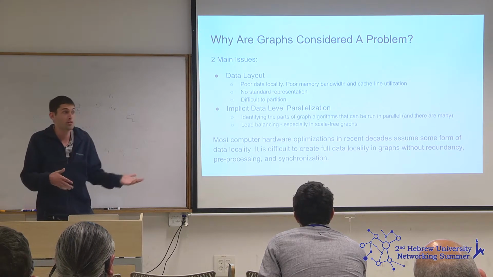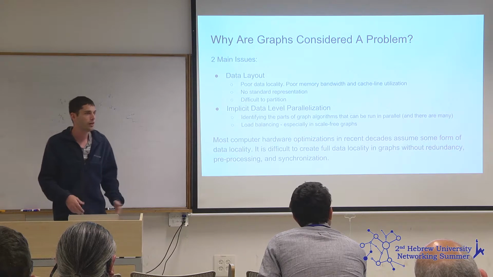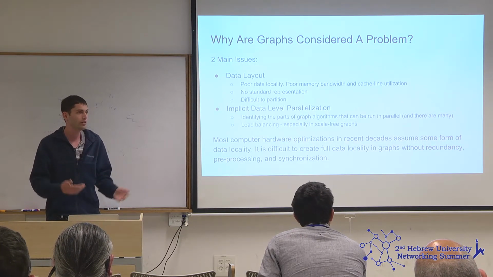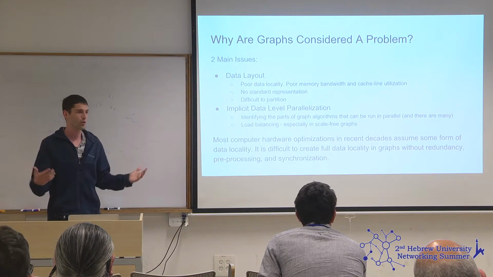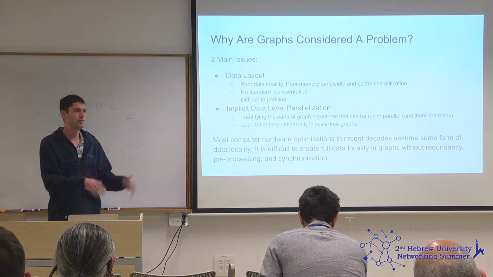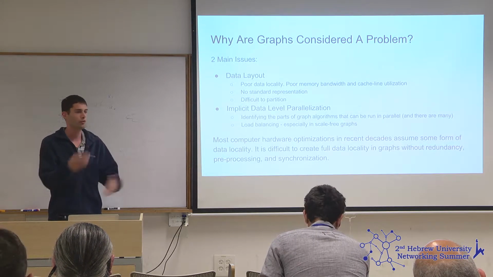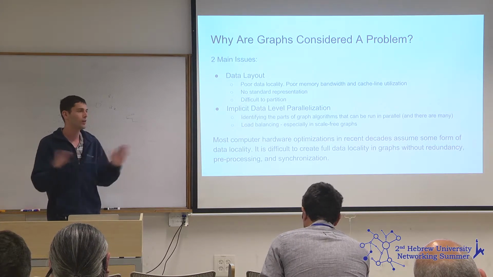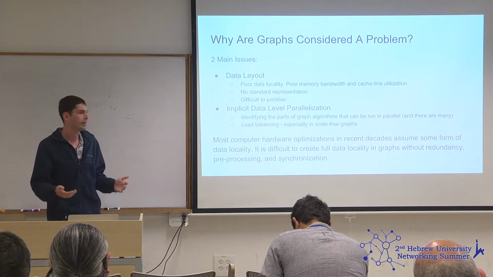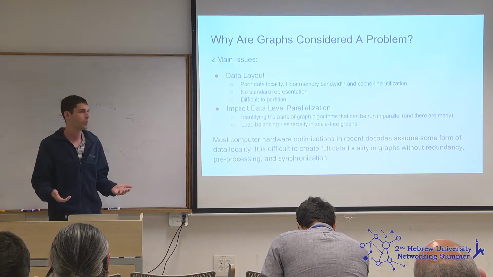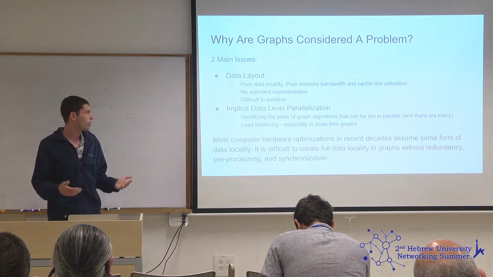I won't read all of them. So why are graphs considered a problem in computing? Generally, we consider 2 major problems. One is the data layout. Computer architects love spatial locality because entering DRAM takes time. You need to activate rows. So you like that everything is next to each other, so you can prefetch, you can batch, you can do a lot of things when you know what you're bringing in. The problem with graphs is you have a lot of different connections. Things are not laid out next to each other, which causes a problem.